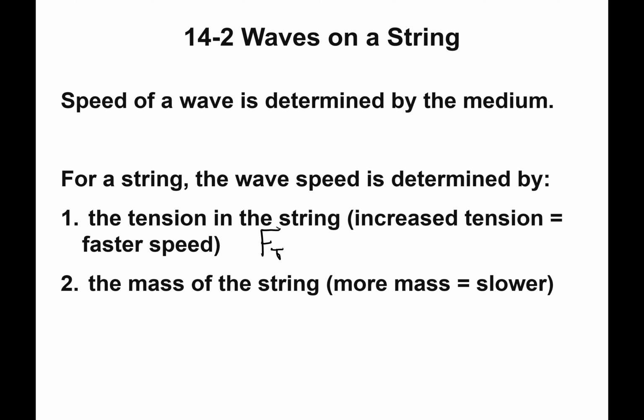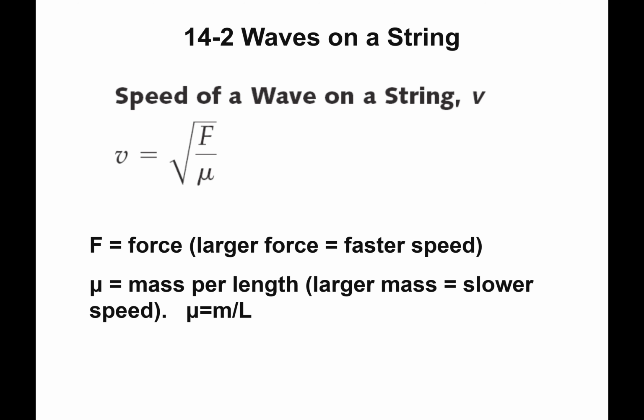The other factor is the mass of the string. The more mass the string has, the more inertia it has, and that means it's going to move slower. So in that case, mass is inversely proportional to the speed. So we're going to use those two factors and come up with an equation. So here we see that velocity is proportional to the tension, and the velocity is inversely proportional to the mass. And this mu is called the mass per length. And it's just what it says it is. I take the mass divided by the length.